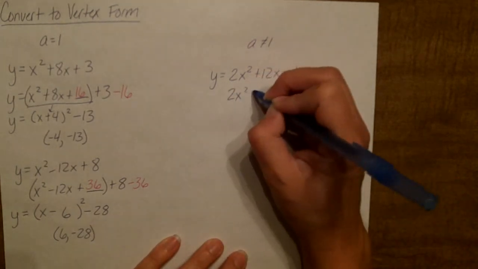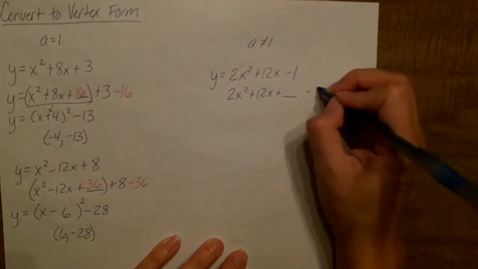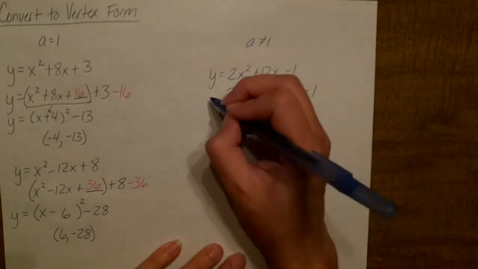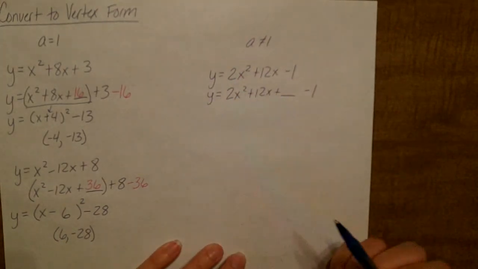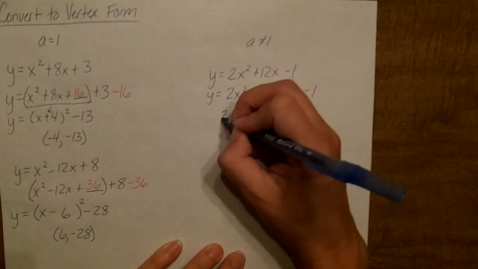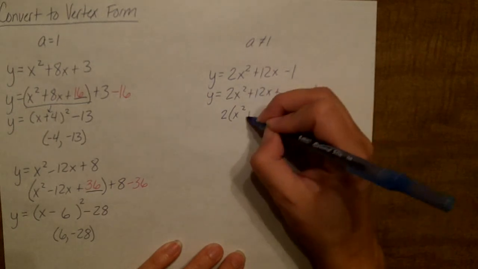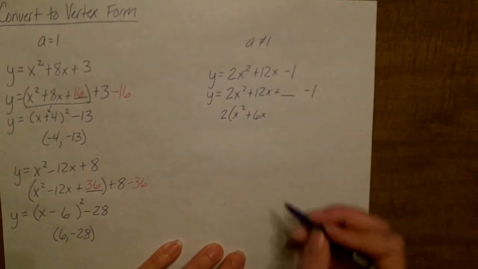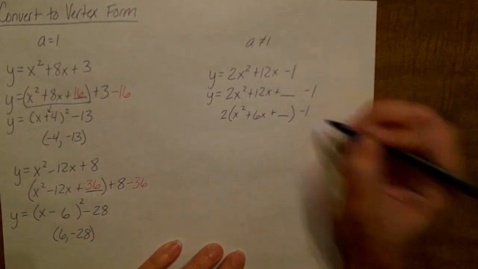So first I will move that over out of my way. Something will go here. This minus 1 is over on the end. Now I'm going to factor this area that is my perfect square. So I'm going to take out a 2, which will leave an x squared plus a 6x in the middle, plus something right there. The minus 1 is still on the end.